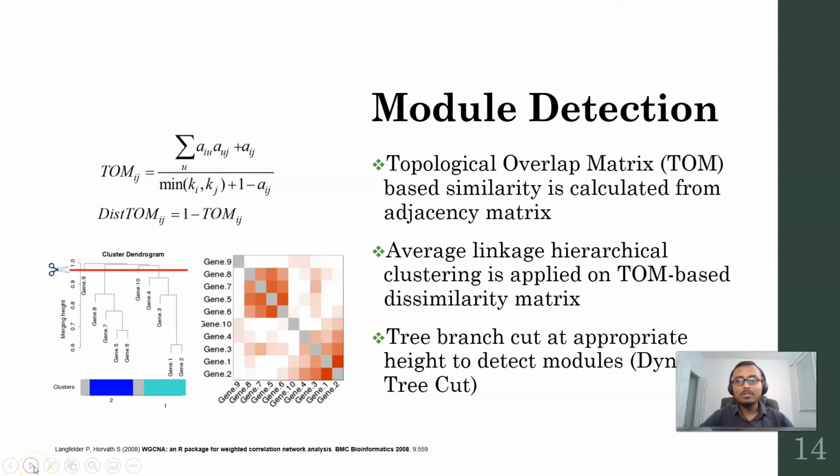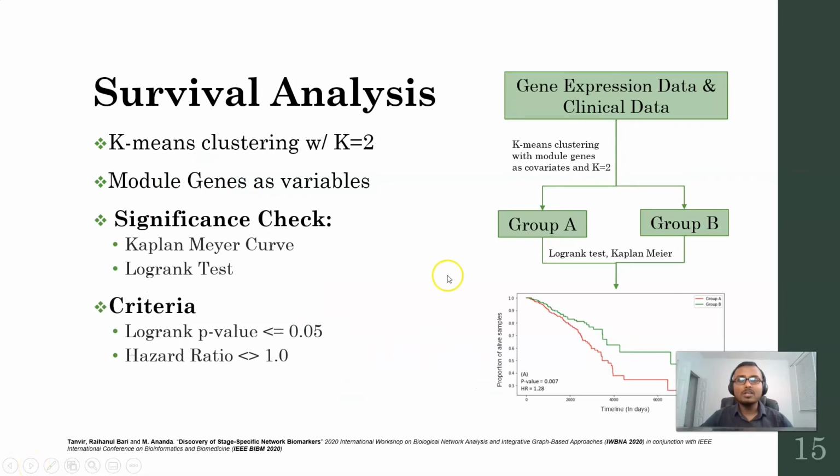Now that we have our modules, we want to see whether they are prognostically capable, that is, whether they are able to prognostically differentiate patients. To do that, we used those module genes as variables to divide the whole patient group into two groups, group A and group B, using k-means clustering with k equals 2. And now that we have two groups, we then apply the log-rank test and Kaplan-Meier test to see whether they are prognostically significant.